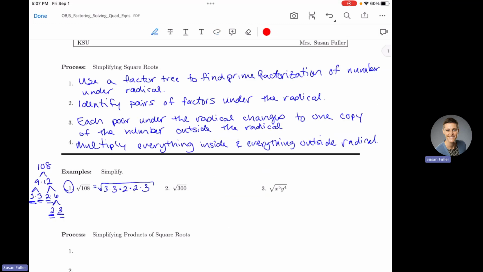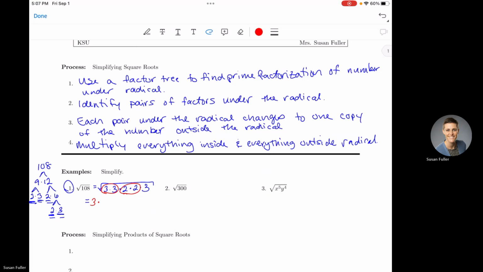Now I'm looking for pairs. So I know I have a pair of 3s right here, and I have a pair of 2s right here. So each of these pairs is going to create one copy outside. So 2 inside creates 1 outside. So this pair of 3s inside is going to create 1 3 outside. This pair of 2s inside will create 1 2 outside. And this 3 stays in here. It doesn't have a pair, so it's stuck under here.